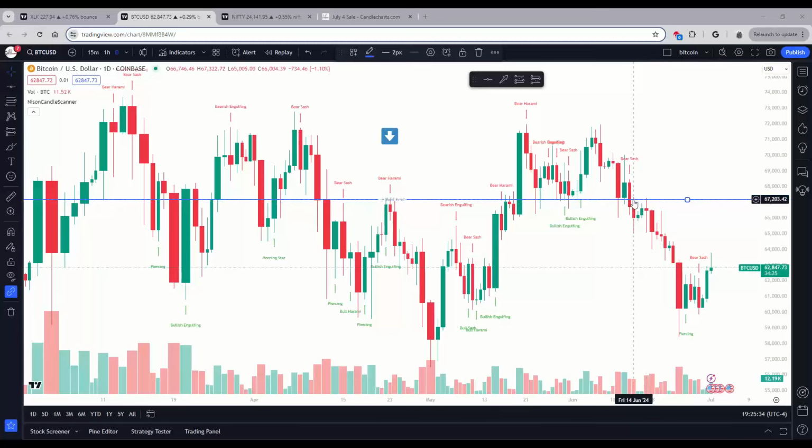So while some people would have thought, okay, if I understand support and resistance, but didn't understand change of polarity, they might have gone long here. If you had gone long here, you would have been very unhappy.